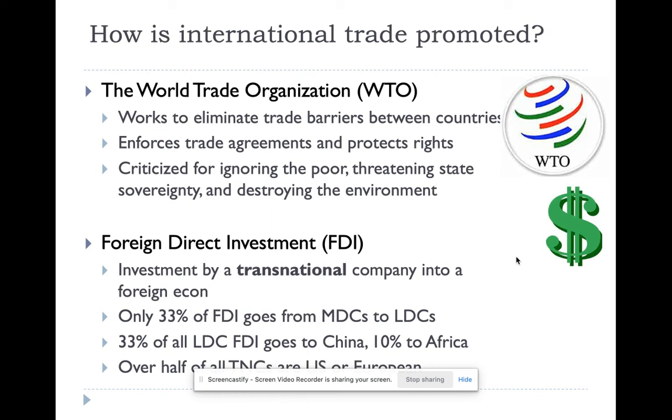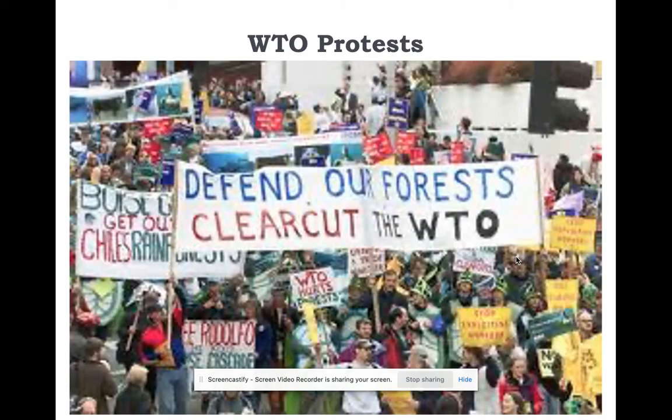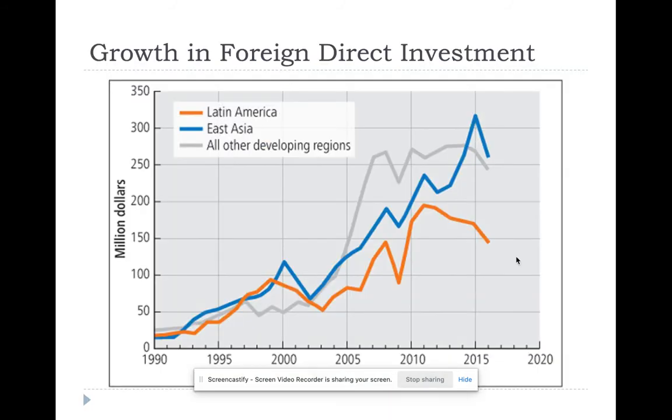So you see that difference, the difference between LDCs, right? 33% of all LDC FDI goes to China, right? Only 10% goes to Africa. So it's not spread out equally or evenly, right? And MDCs tend to invest in each other and not necessarily in LDCs. Right, so you'll see some WTO protests there.